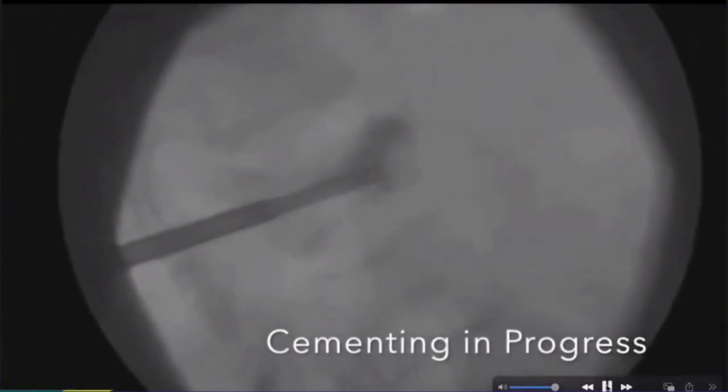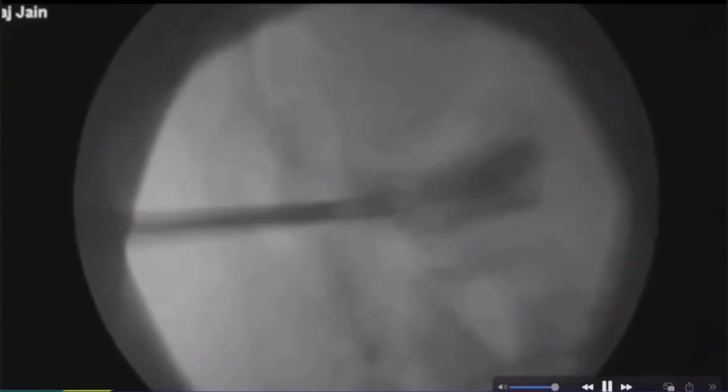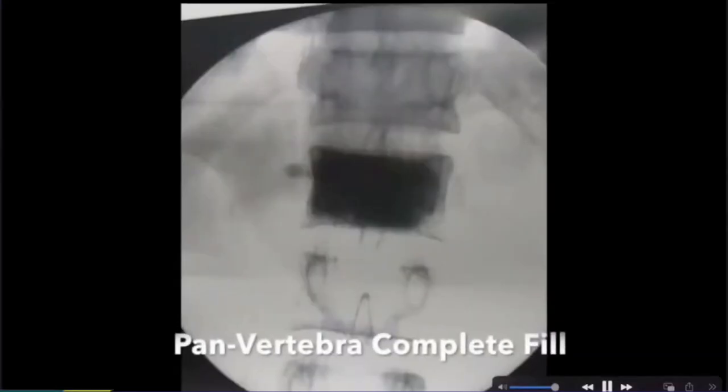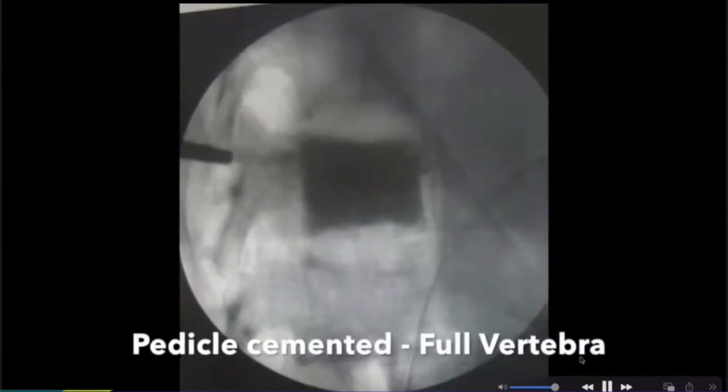And this is the cementing in progress, and this is when we keep withdrawing and keep seeing. Not even a single drop of cement injected without live fluoro. Remember, live fluoro is important. Checking myelogram is very, very helpful. And sometimes you are lucky to get a panvertebral fill. This is the pedicle, by the way. What you saw was a pedicle. There was not even a single drop of spill. So this is one of those patients.